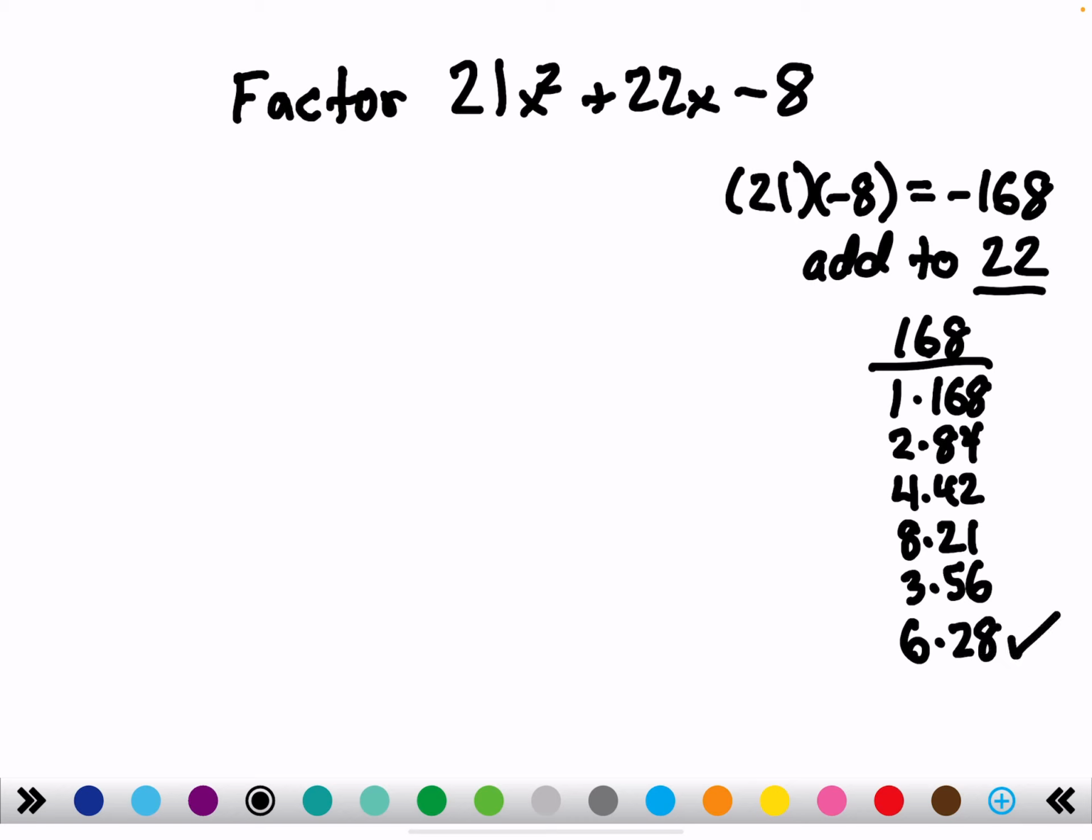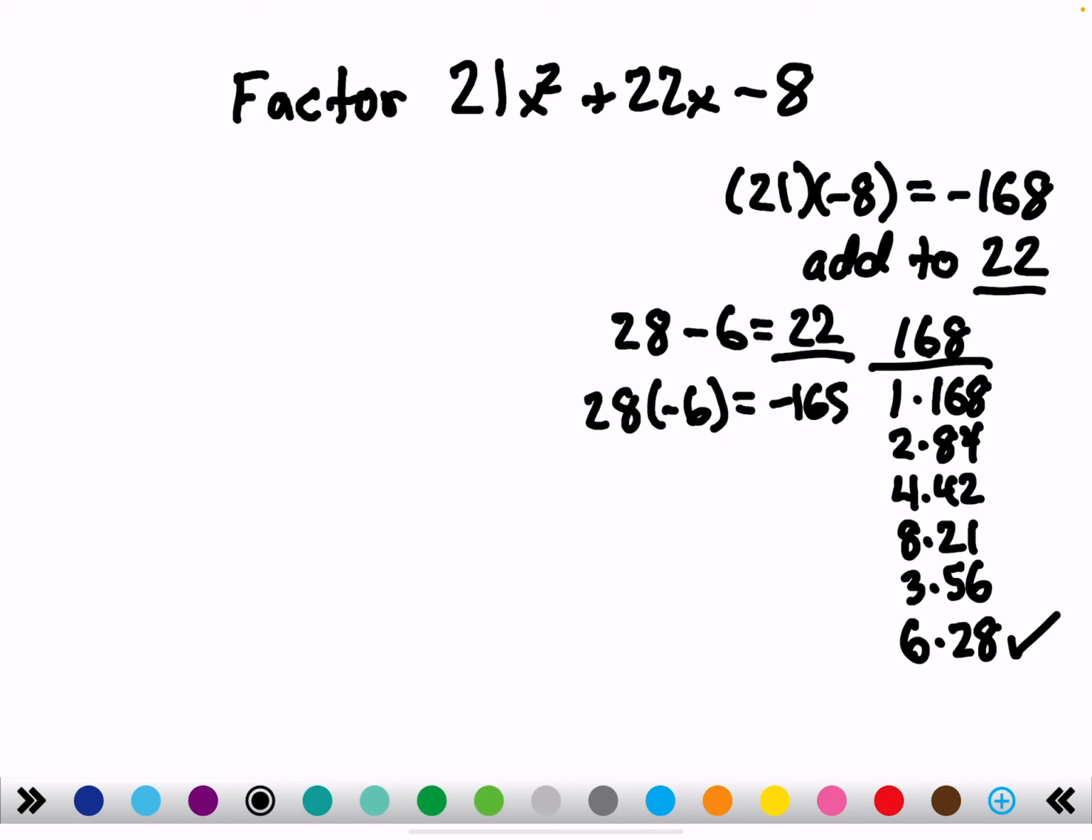Bingo, there it is. So I need positive 22, so 28 would be positive. The 6 will be negative. 28 minus 6 is 22. And 28 times negative 6 multiplies to negative 168. So that checks out.